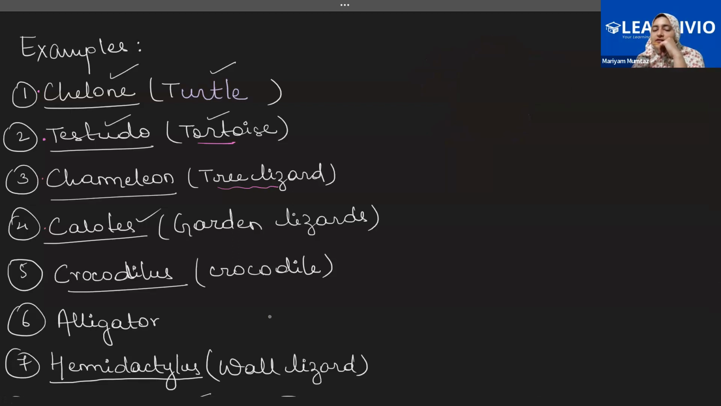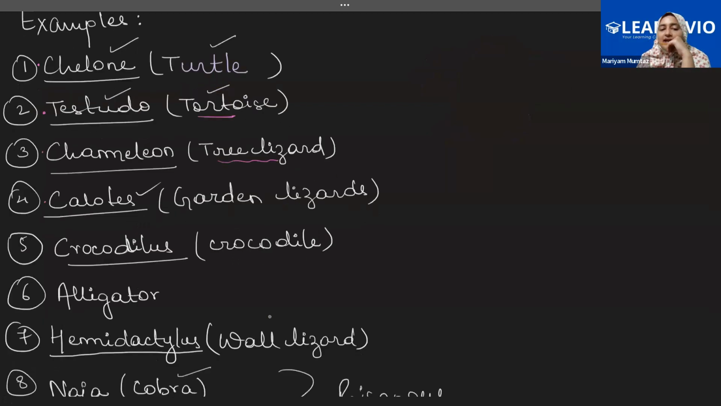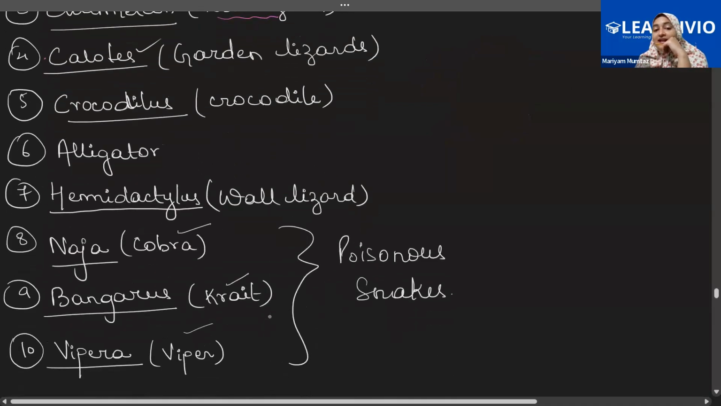Then crocodilus, which is a crocodile. Then alligator is there. Hemidactylus. We have this in our homes, particularly in India. We have a lot of hemidactylus. I can see one right now. So Hemidactylus is a wall lizard.